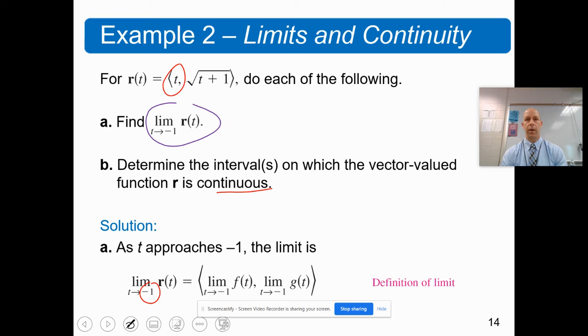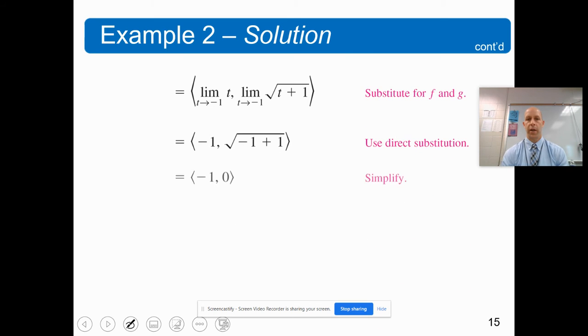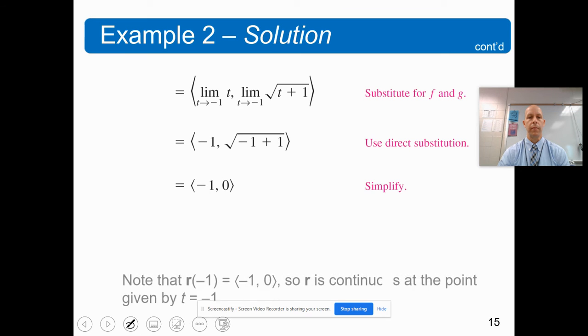Well, let's see here. That is a continuous function. So if I just plug negative 1 in there, that's going to work. And so we just go ahead and plug it in, and you're going to get negative 1, 0. So this is not difficult. This is very simple. It's the same idea that we did all the way back in chapter 1.